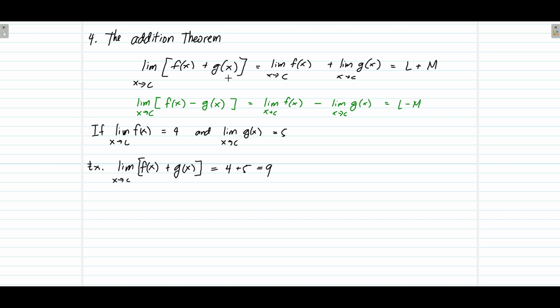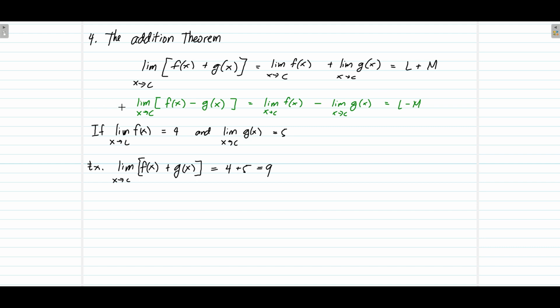So for a mathematical representation, the limit of f of x plus g of x as x approaches c is the same as taking the limit of the first function and adding the limit of the second function. And from the defined limits that we have done in number 3, we know that the limit of f of x is equal to L and the limit of g of x is equal to m. So we have L plus m, and this holds true with the subtraction. So pinalitan lang natin yung operation. That's why we have L minus m.